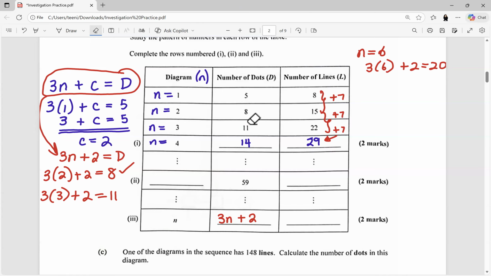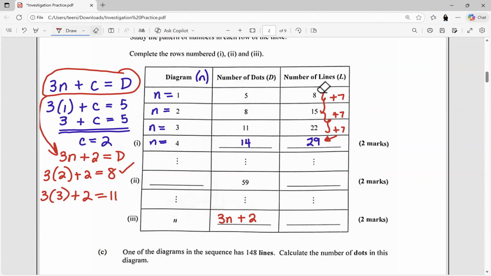So that is how you establish the number of dots in the diagram. Right? Now, if you had to figure out the number of lines in the diagram, it's the same principle. You're going to use the common difference, which for the number of lines is 7, and you're going to come up with an equation to link the relationship between the diagram with the number of lines.